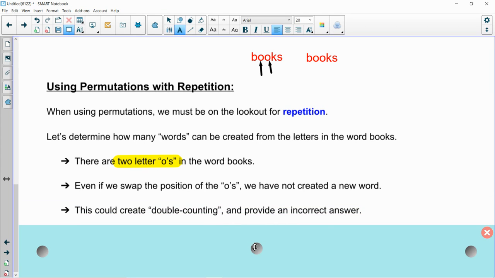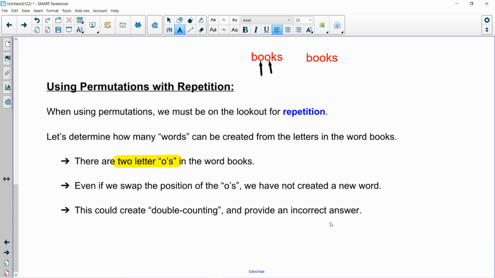And if we don't think about this, we create double counting. If we were to count this twice, we'd be counting the same word 2 times, even though it's not an arrangement that is different from the other. So we've got to account for that. We don't want an incorrect answer, right? We want to get ourselves a correct answer. So let's see how we address this particular problem.